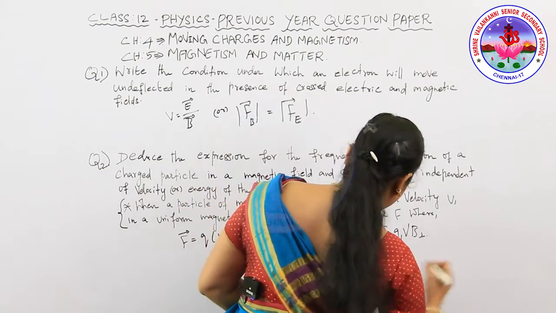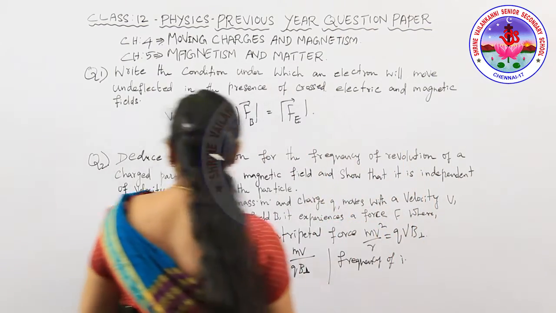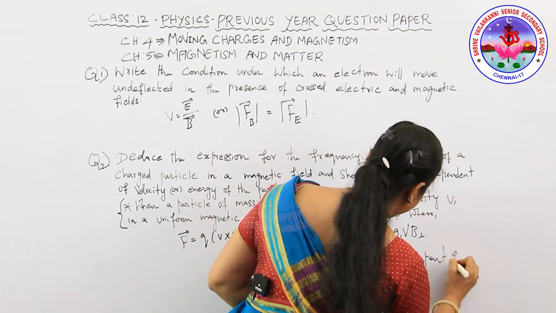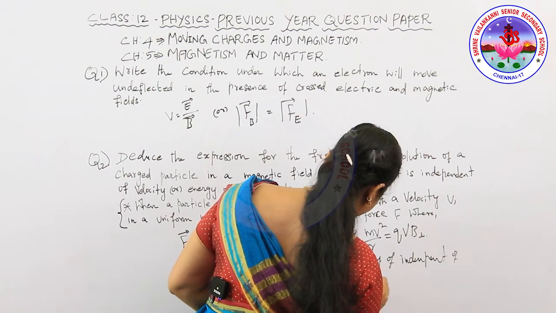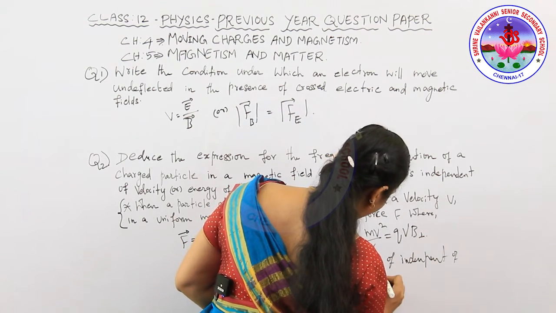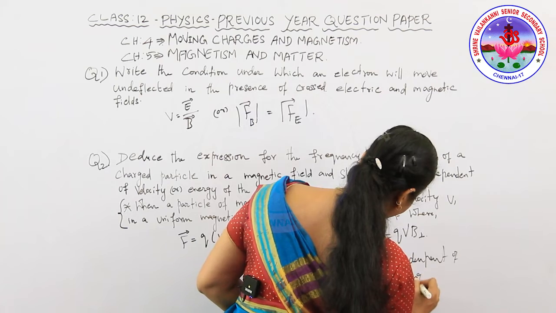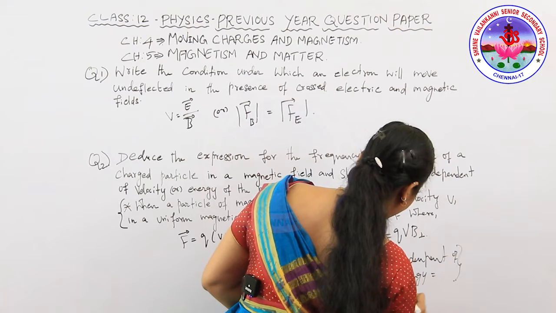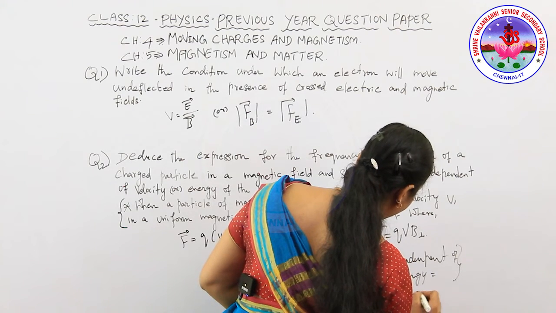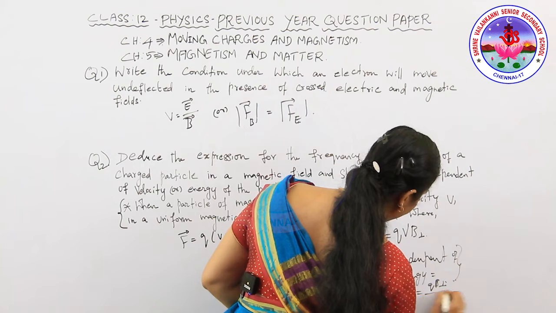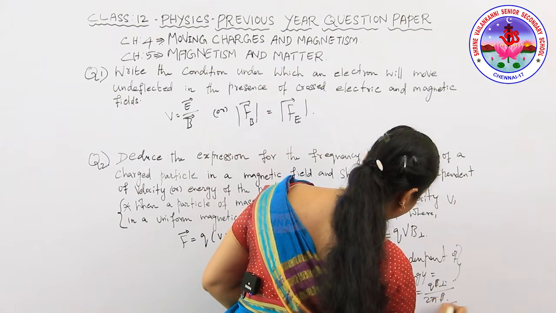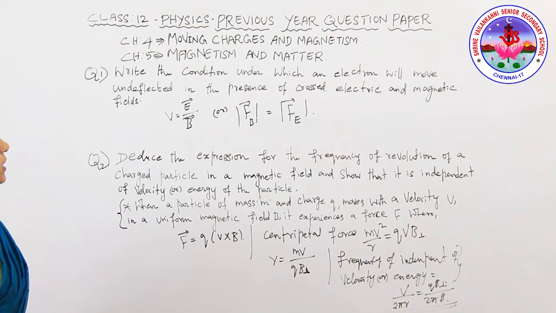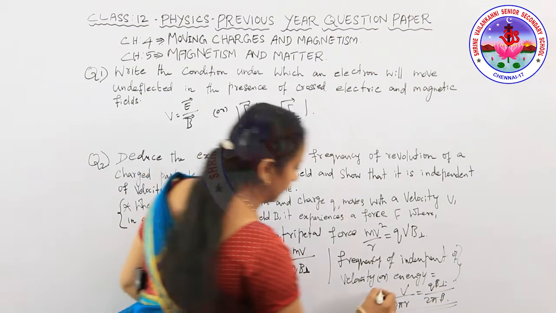of the independent component, what they asked, the frequency independent of velocity or energy, is equal to what? It will come as v by 2 pi r, which is equal to qB by 2 pi m. So this is the formula for the frequency independent of velocity or the energy of the particle, right?